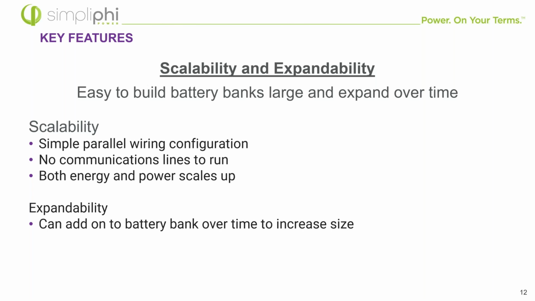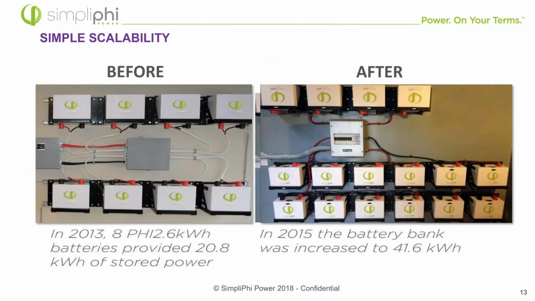I think we're one of the only companies that I've seen in the lithium world right now that offers this. This is the ability to go back and add new batteries to old batteries. So basically, if the owner of an older system decides they want to add more batteries, we allow for the new batteries to be mixed in and for that system to be expanded upon later. So here you can see in 2013, 2.6 kilowatt hour batteries, providing 20.8 kilowatt hours. And then in 2015, almost 3 years later, almost 2016 here, they decided to add more batteries. Power demands, energy demands were growing, and it went up to 41.6 kilowatt hours.